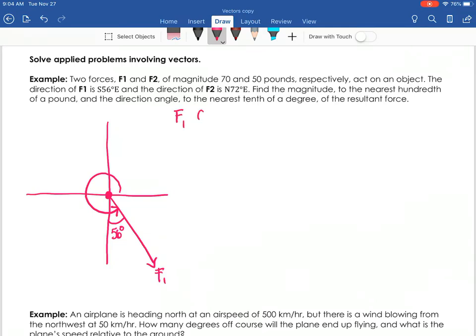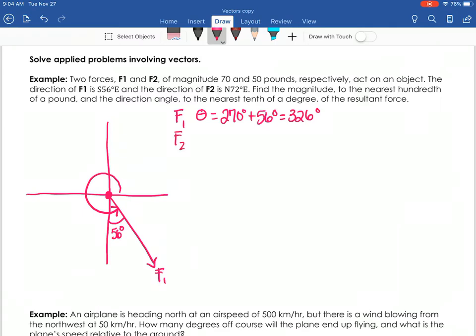So for force 1, what's that angle? How would I figure that out? Yeah, 270 plus 56, and you get 326 degrees. So that's the angle you want to use for force 1. Remember, the direction should always start at the positive x-axis.